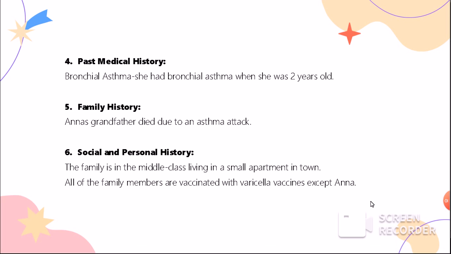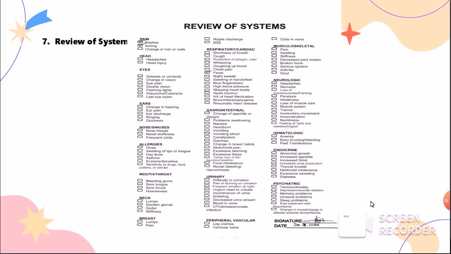Past medical history. Bronchial asthma. She had bronchial asthma when she was 2 years old. Family history. Anna's grandfather died due to an asthma attack. Social and personal history. The family is in the middle class, living in a small apartment in town. All of the family members are vaccinated with varicella vaccines except Anna. So we have here a review of systems. As you can see, we have skin, and we check rashes and itching.